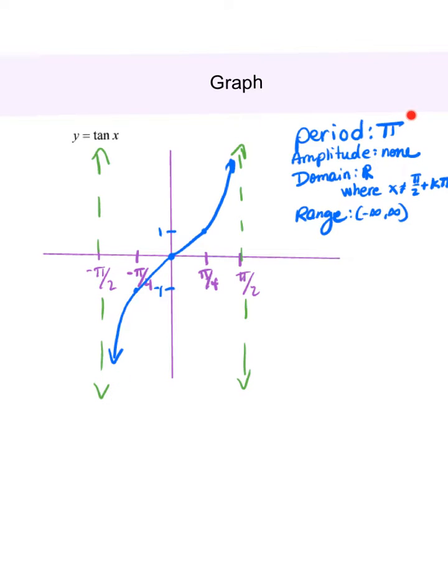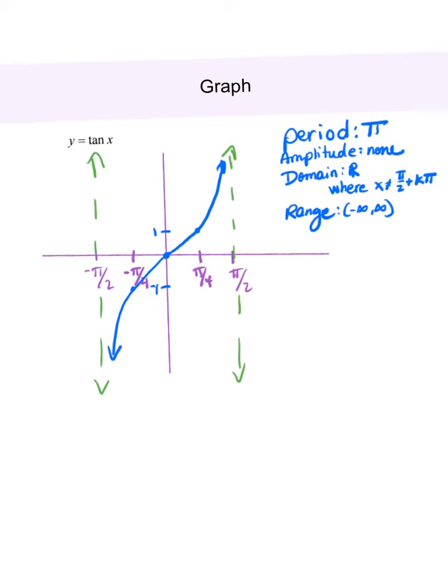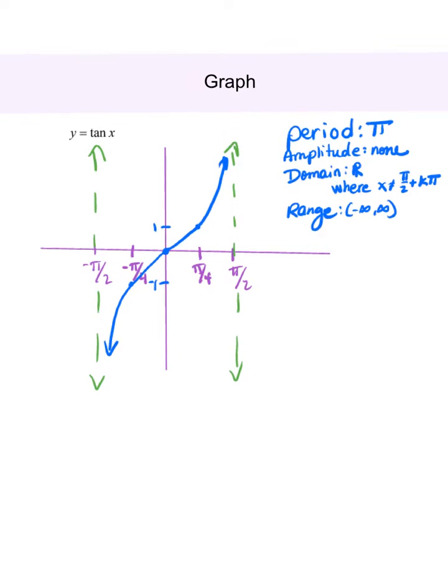The period of tangent is pi. The amplitude is none. The domain is everywhere except where I have an asymptote. So I'm going to have an asymptote, in this case, every period. So my domain is all reals, where x is not equal to an asymptote, pi over 2 plus k pi. My range goes from negative infinity to infinity.